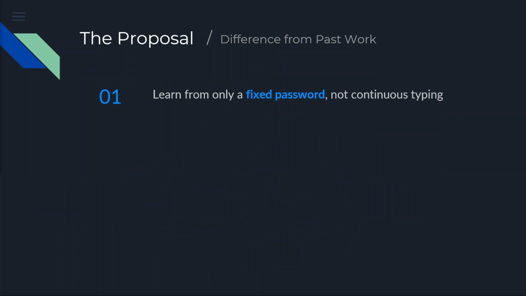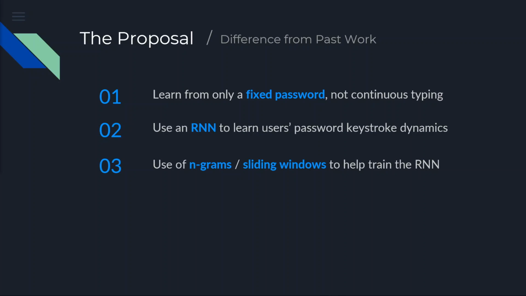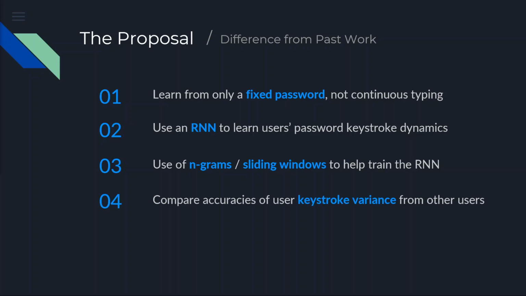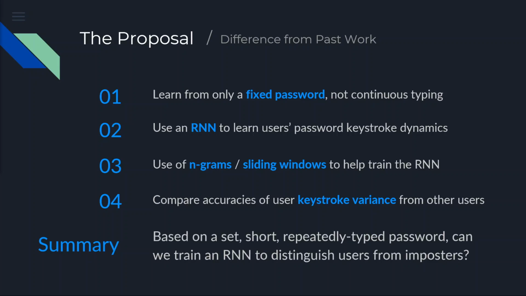A couple of points about our research. We wanted to study a fixed password, use an RNN, which is not commonly used, test using n-grams, and lastly, compare accuracies of variances from other users. So in summary, only looking at a fixed short repeated password, can we train an RNN to detect users from imposters?